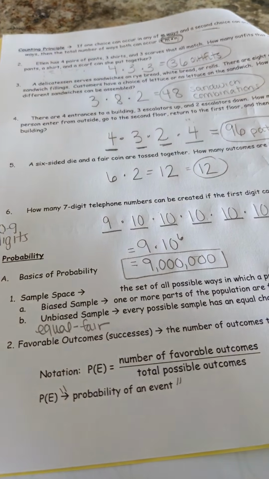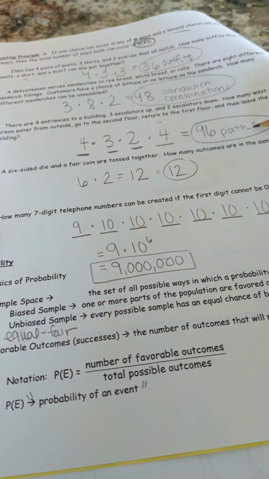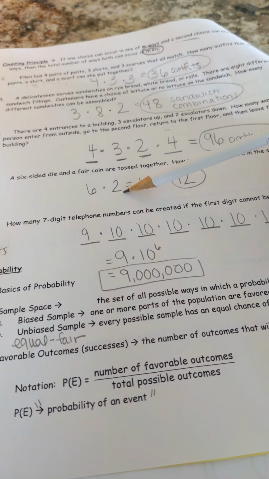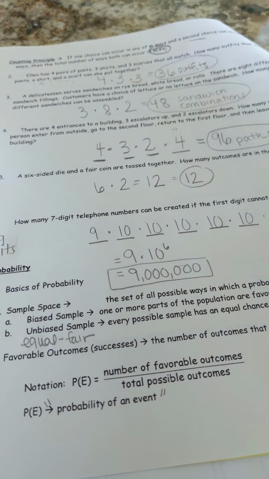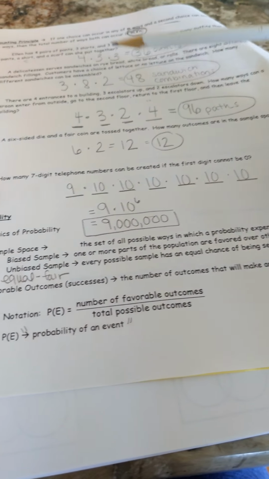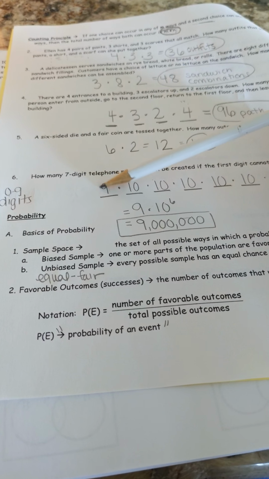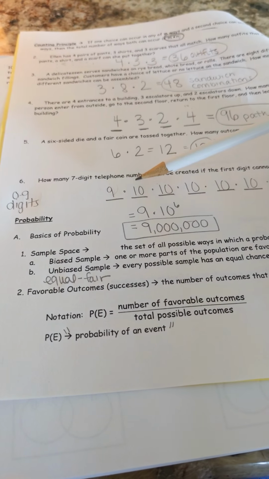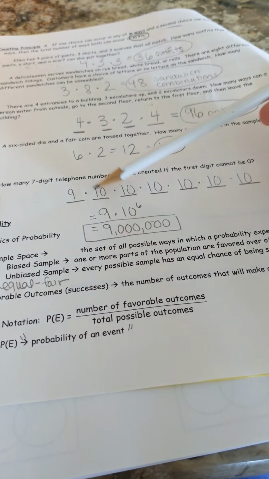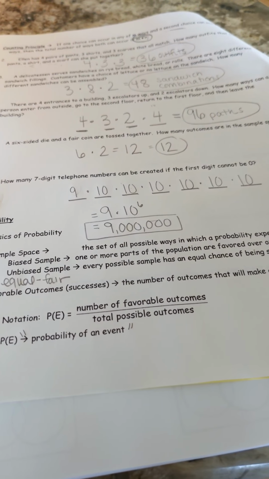Okay, so how did you guys do on these last few? Did we determine 96 paths there? Six-sided die, a fair coin toss, so heads and tails, so 6 times 2, 12 outcomes there. And then the telephone numbers. The first digit cannot be 0, so that leaves us only 9 digits to work with. And then from 0 to 9, that gives us 10 digits, and they can repeat for all the other options. So this is going to be 9 times 10 to the 6, or 9 million options.